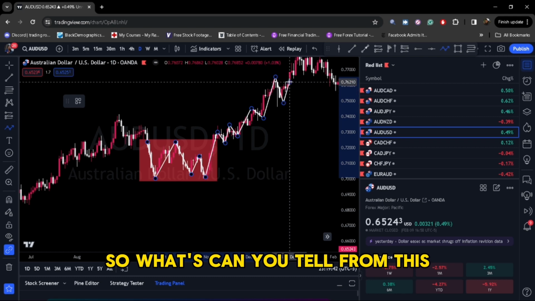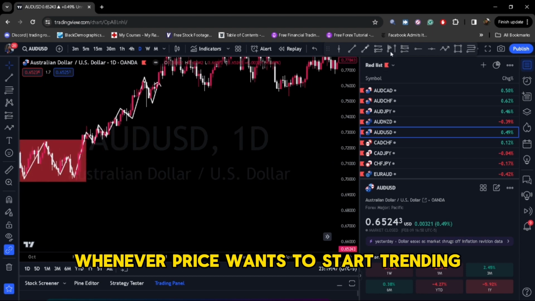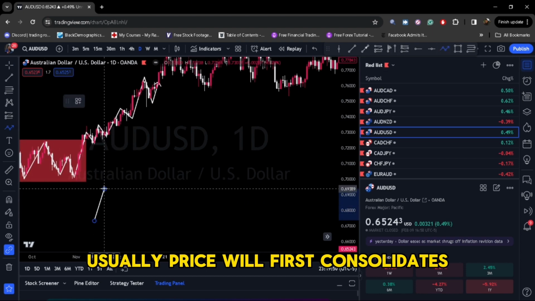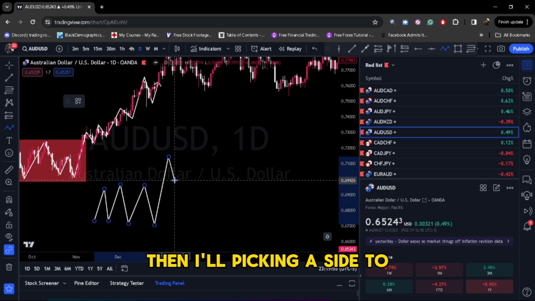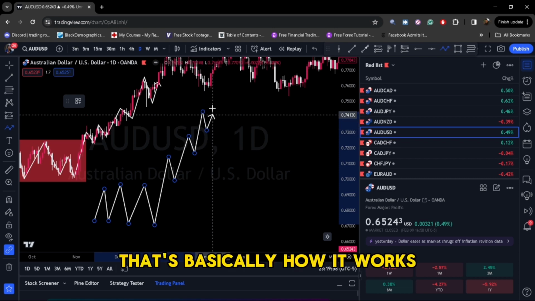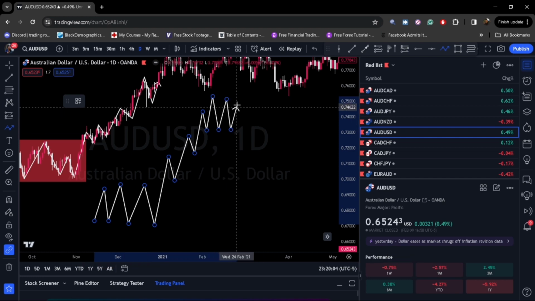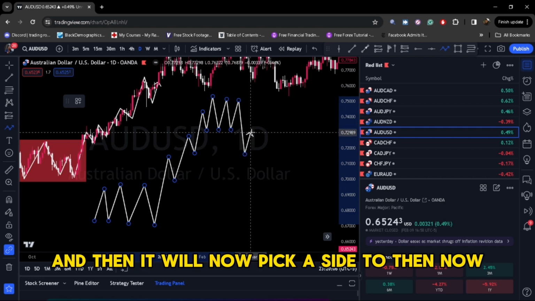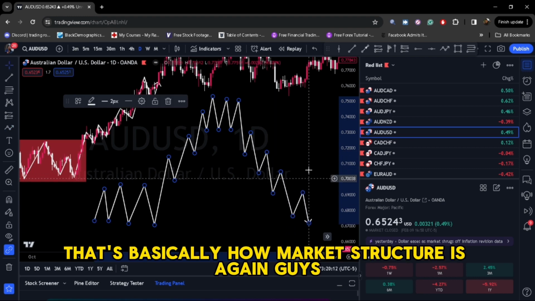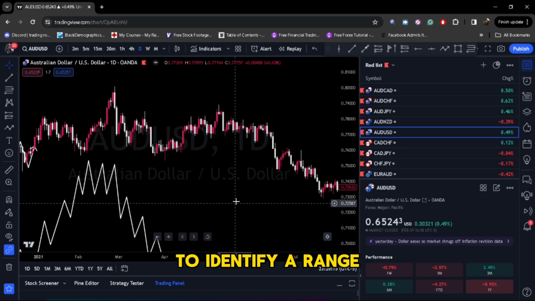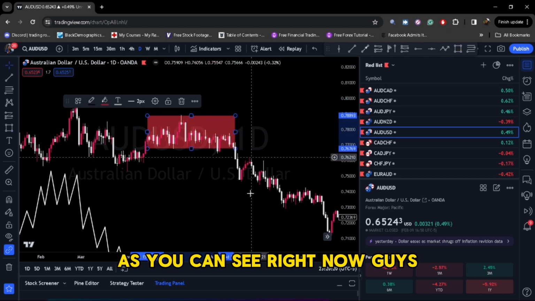So what can you tell from this? Basically, guys, whenever price wants to start trending, usually price will first consolidate. It will first consolidate before then picking a side to continue the trend. That's basically how it works. So let's say after this uptrend, price will then consolidate like this, and then it will pick a side to continue the trend. That's basically how market structure is. Again, guys, to identify a range, this could be another range. This right here could be a range, as you can see, right?